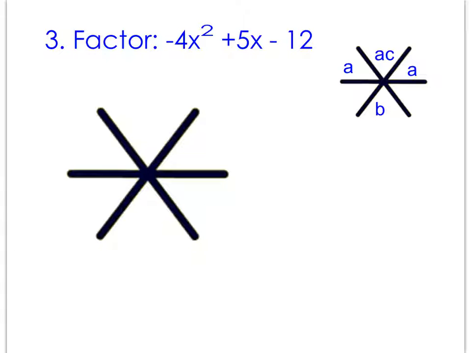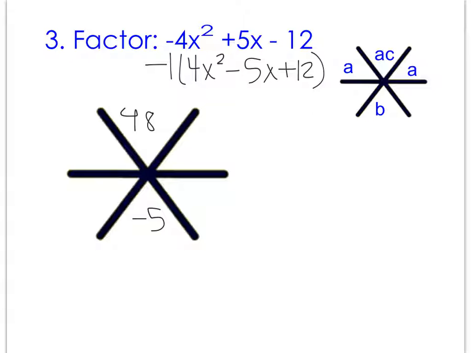Now let's take a look at the third example. Again, I see a negative 4x squared plus 5x minus 12, so that negative 1 I need to factor out right away. Then I get 4x squared minus 5x plus 12. Let's fill in our snowflake. On the top goes AC, and 4 times 12 is 48. On the bottom goes B, which is negative 5. And on the top two spots goes 4 and 4.